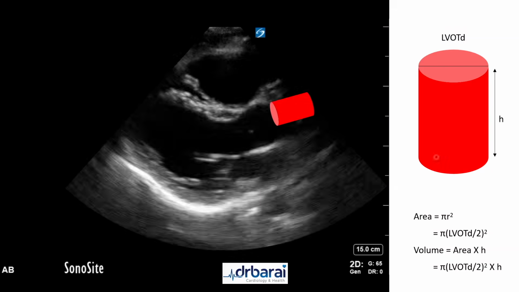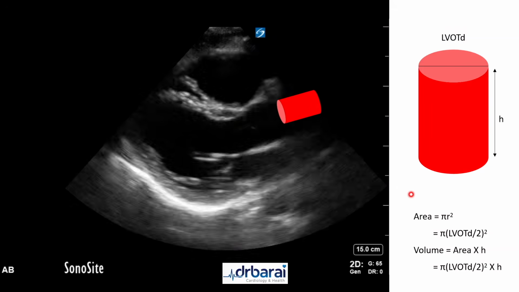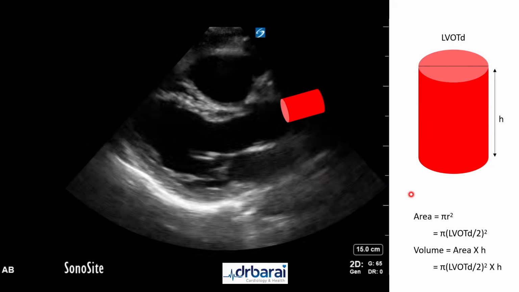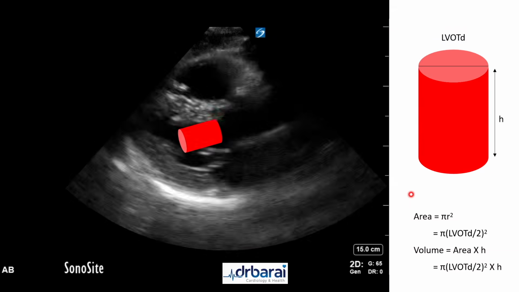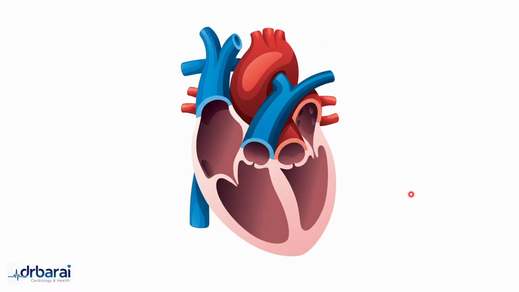It is very important to understand that LVOT VTI is not a static number, it's a dynamic number, and we must use it again and again in the same patient to identify if there is any responsiveness to the treatment. So the next step, of course, is the measurement step, how we are going to measure the LVOT VTI.